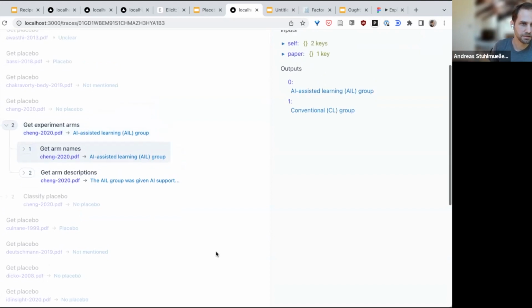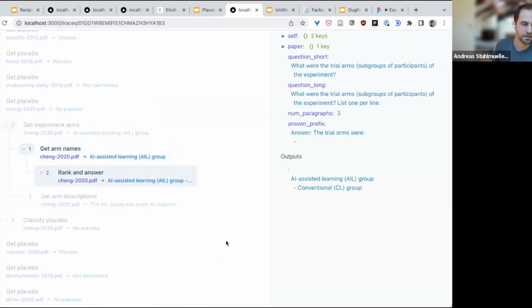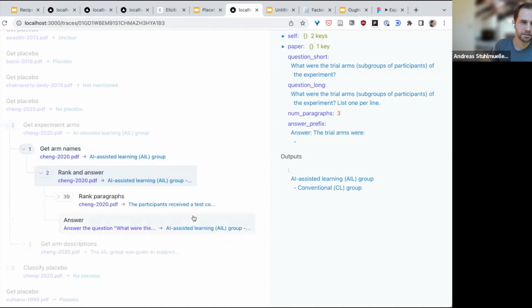How do we get the arms of the different experiments? There's a sub recipe, similar to the amplification recipe. It's a reusable piece that I've used a lot, which I call rank and answer, which takes a long text such as a paper and then answers a question about it. It answers in two steps. First, it ranks the paragraphs based on which seem most helpful for answering the question, and then it answers the question using the most helpful paragraphs.